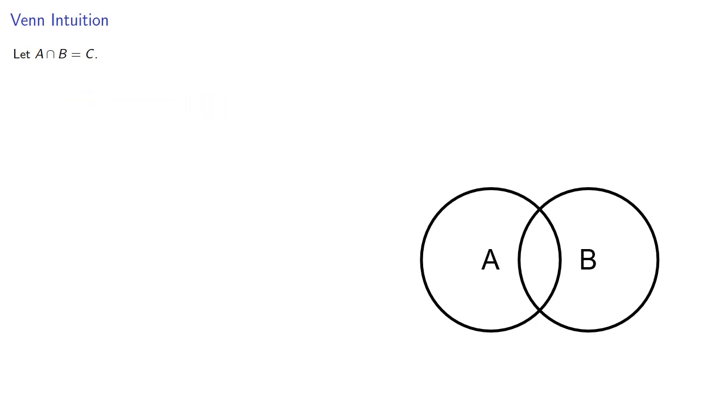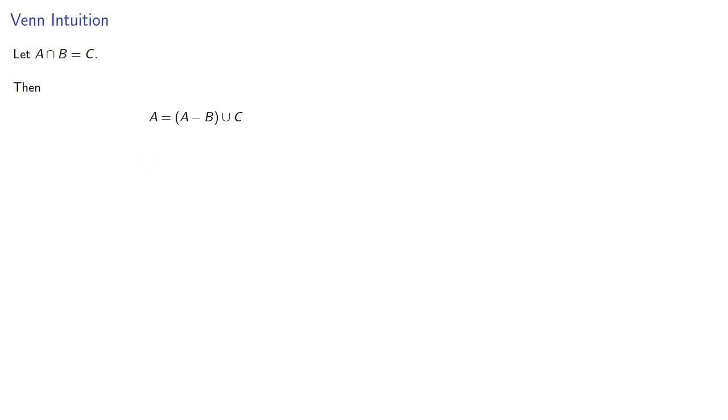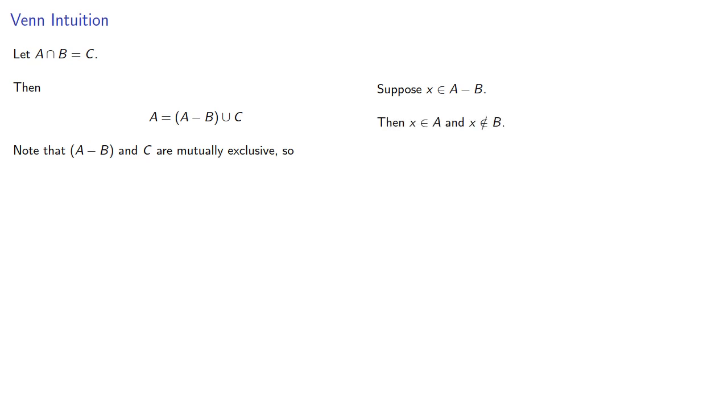And for notational convenience, we'll let that intersection be the third set C. Then A can be written as A minus B union C, and note that these two events are mutually exclusive. Well, don't believe me just because I'm on the internet. Suppose X is in the set difference. Then by definition, we know that X is in A and not in B, so it's certainly not in the intersection.